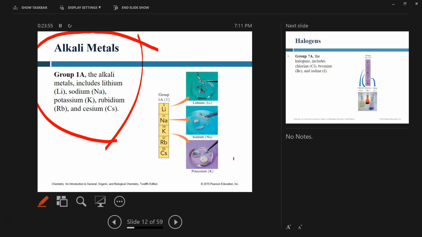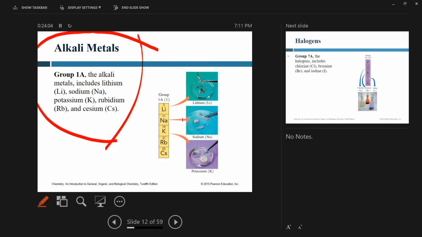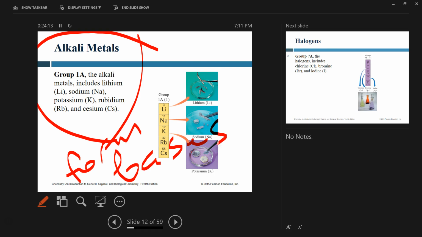The halogens form acids. Not just acids, strong acids. Alkali metals form bases.